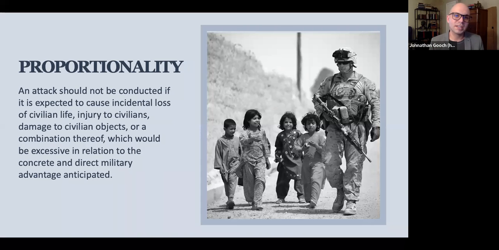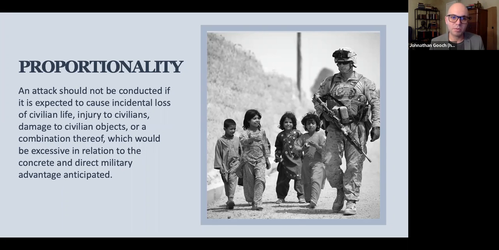So proportionality, the principle of proportionality essentially says that when engaging in attack on a legitimate military target, you have to consider what the incidental loss to civilian life or the injury to civilians would be. So if there's a tank that's going through a small village, attacking the tank might be a legitimate military objective, but whoever is executing that attack has to stop and consider how many people are going to be injured.